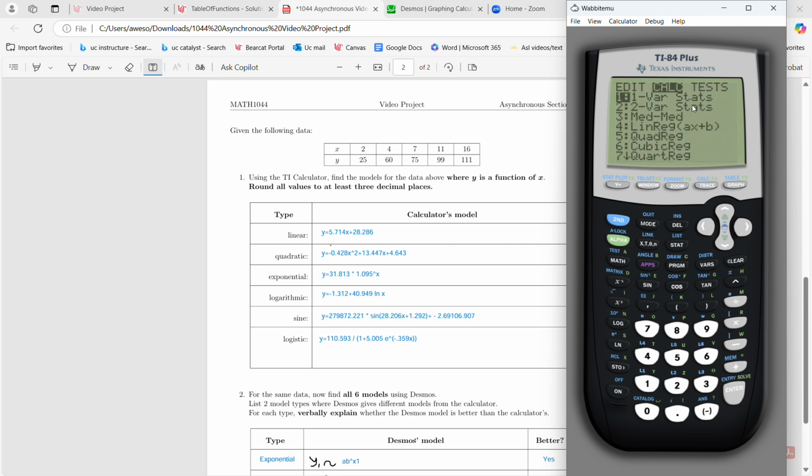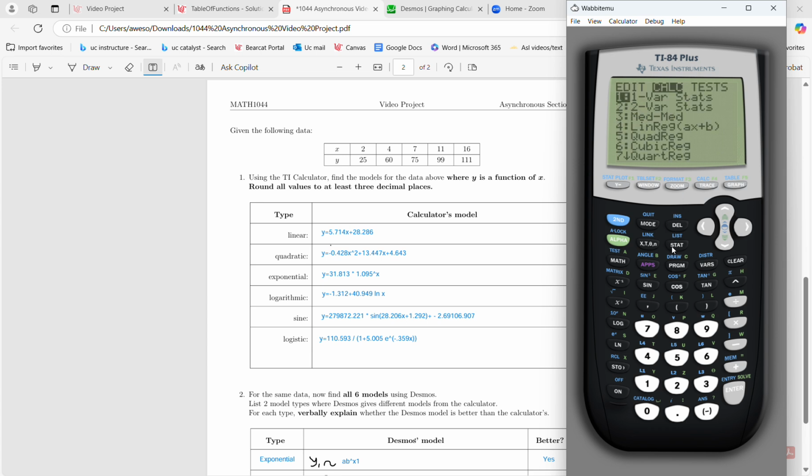Then for logarithmic, I went down to LnReg and then calculate. And then I used the a and b and plugged it into y equals a plus b ln x.